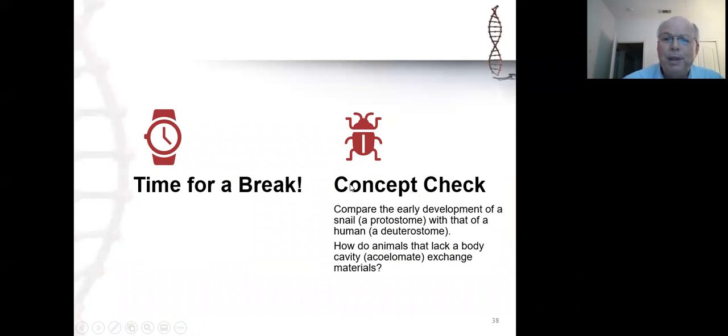So compare the early development of a snail, a protostome, with that of a human, a deuterostome. And how do animals that lack a body cavity, the so-called acoelomates, or compact body plan, exchange materials? See you on the other side of the break with the answers.